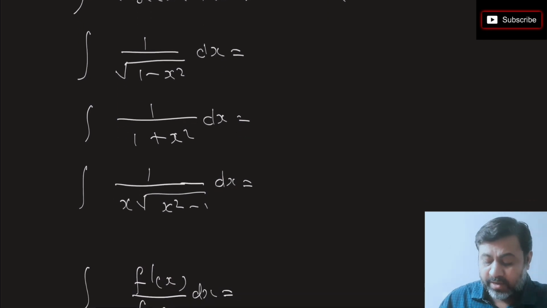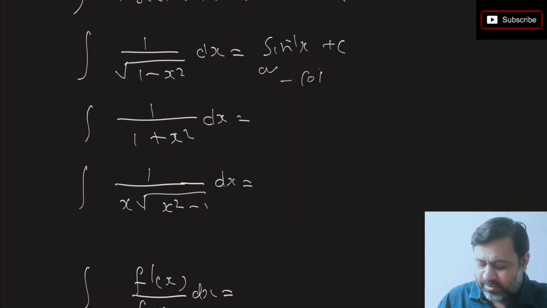Integration of 1 by under root 1 minus x square. Now do you remember the inverse function in the derivative? What is derivative of sine inverse of x? 1 by under root 1 minus x square, right? So here it can be sine inverse of x plus c, or sometimes you can also write it as minus cos inverse of x plus c. As needed we can put it down.